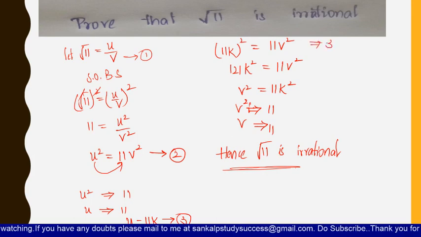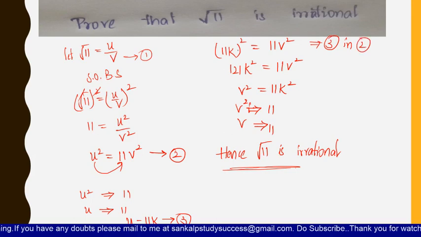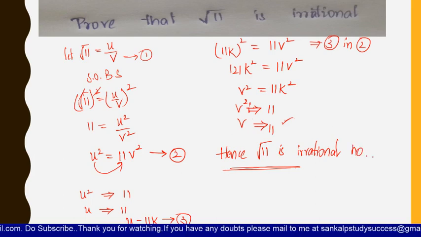Here what we are doing, we are substituting equation 3 in equation 2. Equation 3 is nothing but u is 11k, so (11k) whole square is equal to 11v square. (11k) whole square means 121k square is equal to 11v square, and if you cancel 11 on both sides, v square is equal to 11k square. That means 11 divides v square, so 11 also divides v. That means v also has a factor of 11. So u and v have 11 as a common factor. That means it is contradicting our assumption. So we can say that root 11 is an irrational number. It is an irrational number.